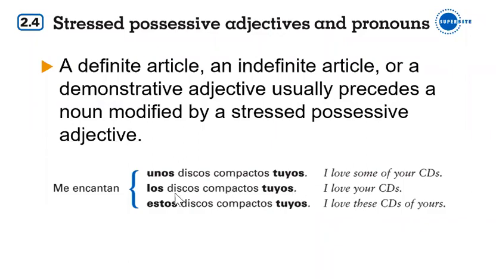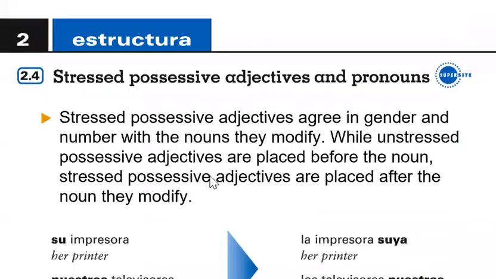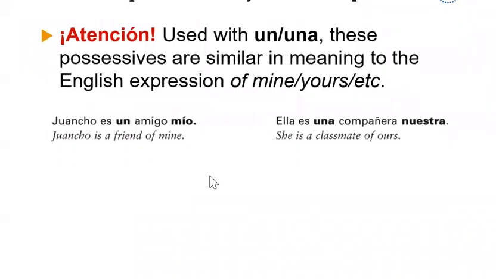So, let me go back a couple notes ago. When we were just talking about using it with an indefinite article, it gives off that meaning of mine, of yours. So here's a good example. Juancho es un amigo mío. And you could say Juancho es mi amigo. He is my friend. But this gives off more of the meaning of Juancho is a friend of mine. Nothing really different there, just slight variance.